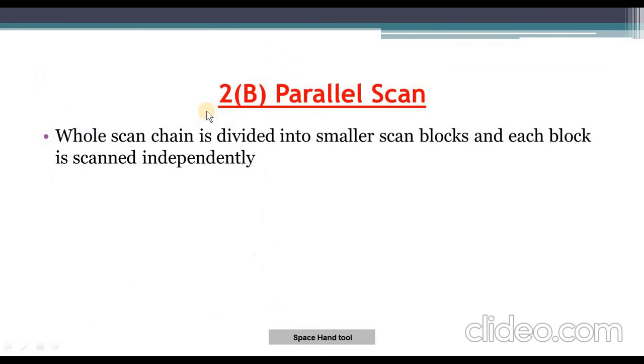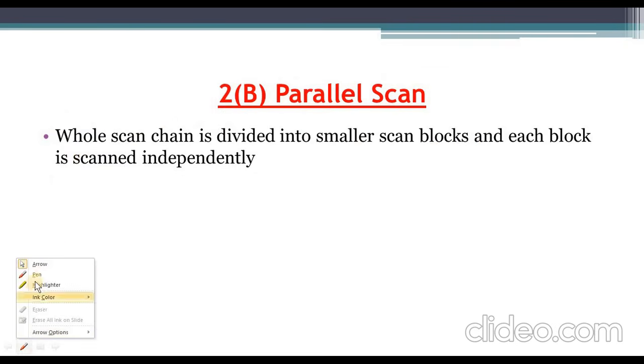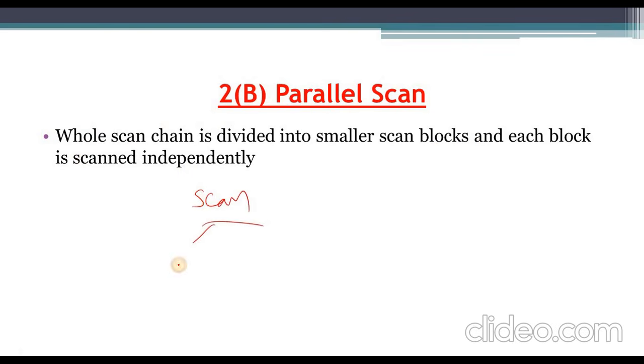Simple. Okay, so the next one is the parallel scan. Parallel scan, I already said, scan test is divided into 3 types: serial, parallel and boundary. The second one is the parallel scan.